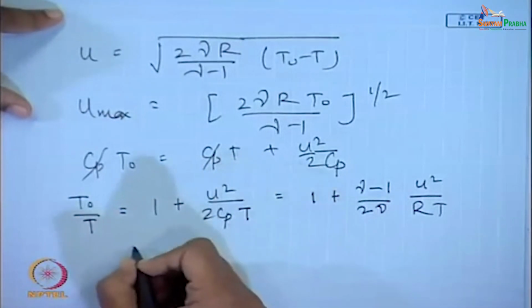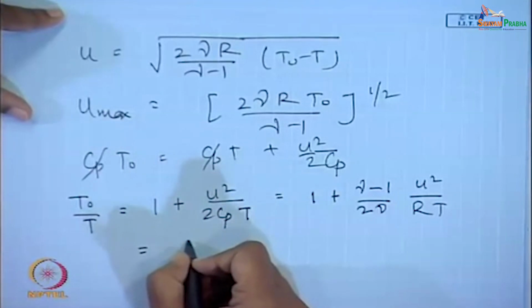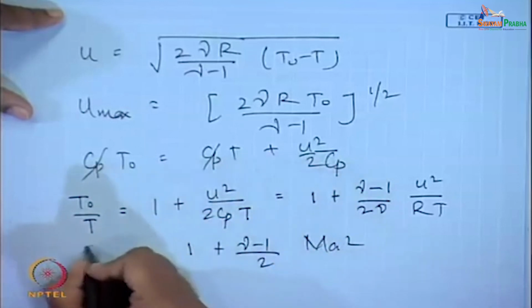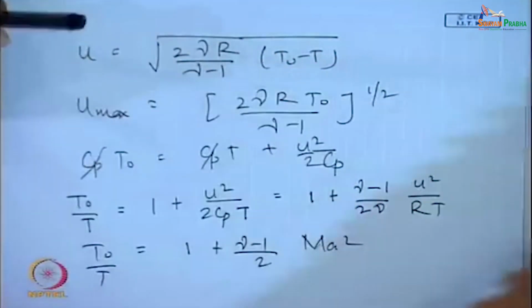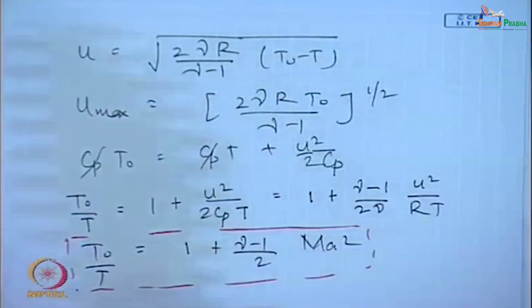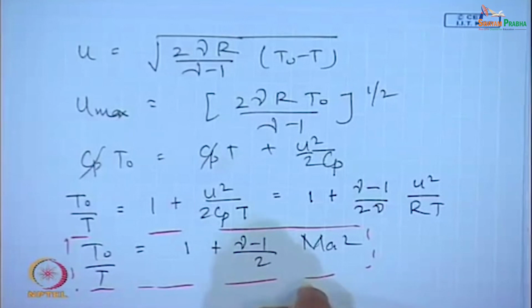This can be written as 1 plus (gamma minus 1) by 2 Ma square. Can we write down this equation? Yes or no, you tell me. We can write it down. So, what have we done? We have expressed our local temperature in terms of the stagnation temperature, right, and we find that the relationship between the local temperature and the stagnation temperature is a function of Mach number. Okay. Now, remember, this equation also is just for adiabatic flow.